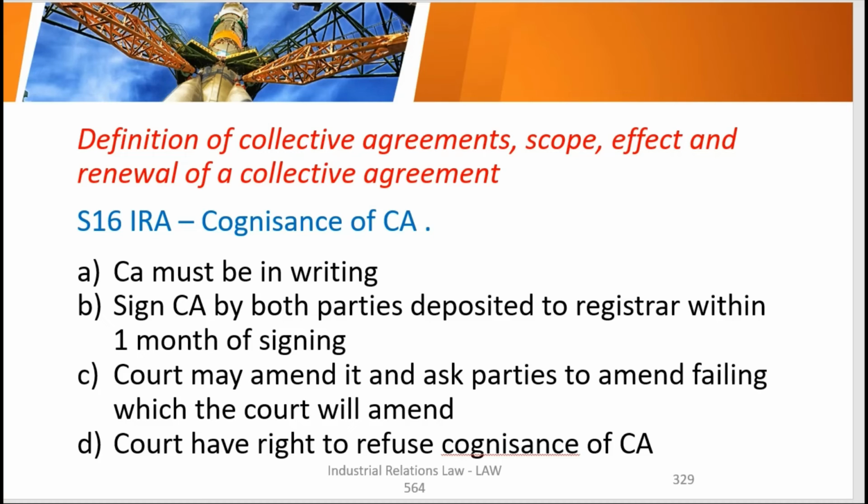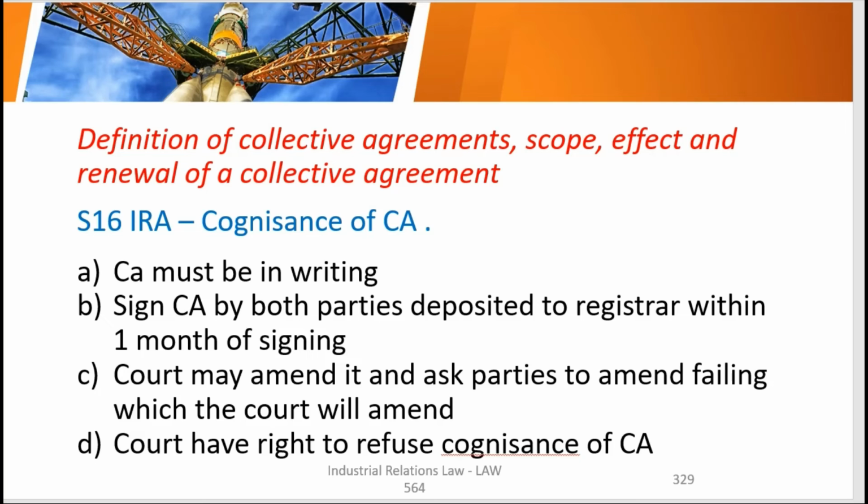overlook on certain matters. So the court can come in and rectify and ask parties to amend, failing which the court will amend. So it depends on the parties to amend upon the court's advice, or they can amend themselves, or if they don't, then the court will amend for them. The court has every right to refuse cognizance of the CA.